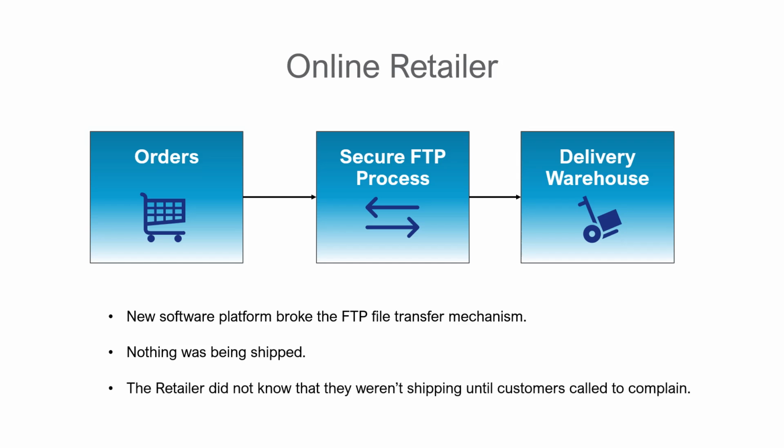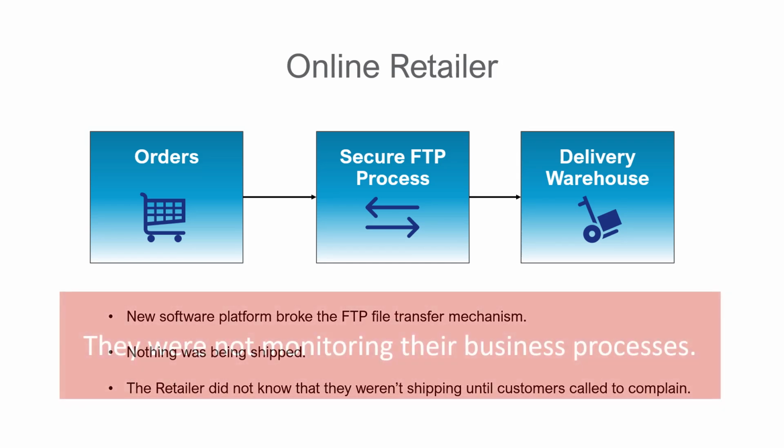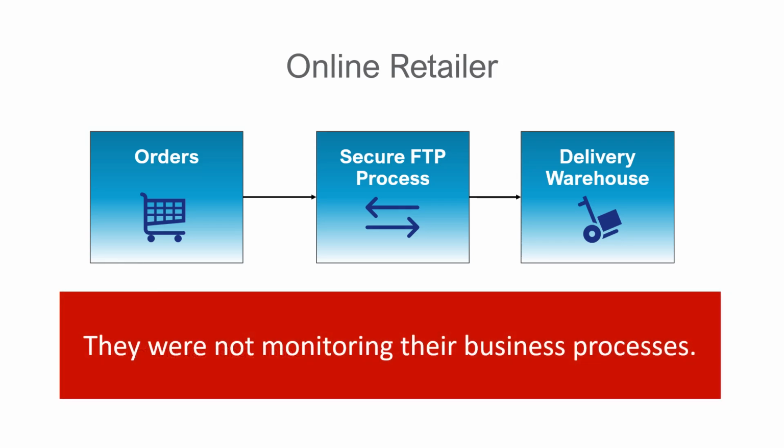They invested heavily in monitoring technology, and they have a lot of redundancy in their IT systems. When this issue happened, none of their IT monitoring indicated they had a problem, but they still weren't shipping product. They didn't know about it because they weren't monitoring their business processes.